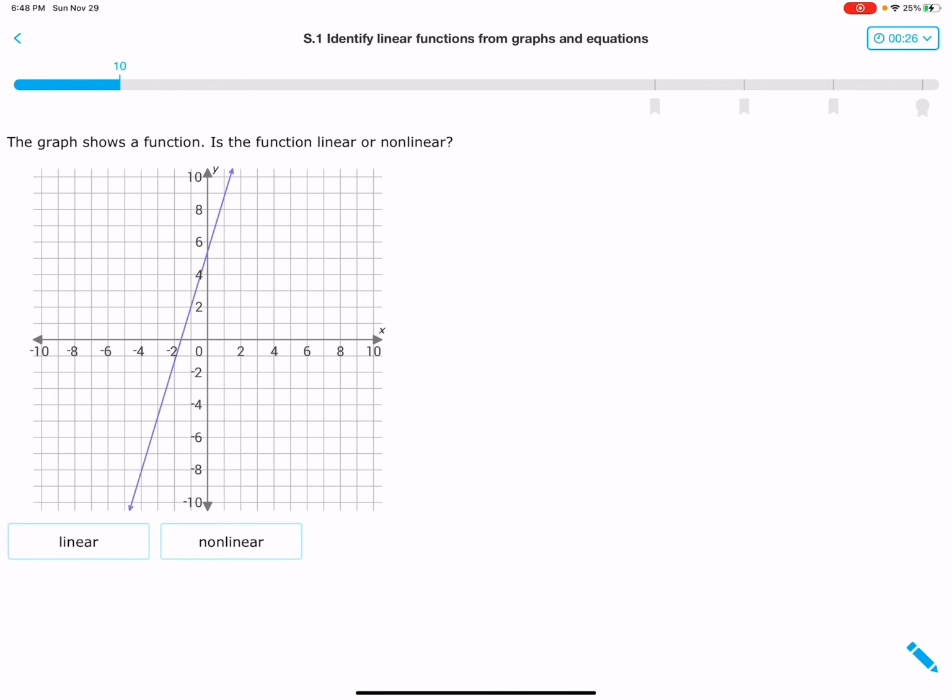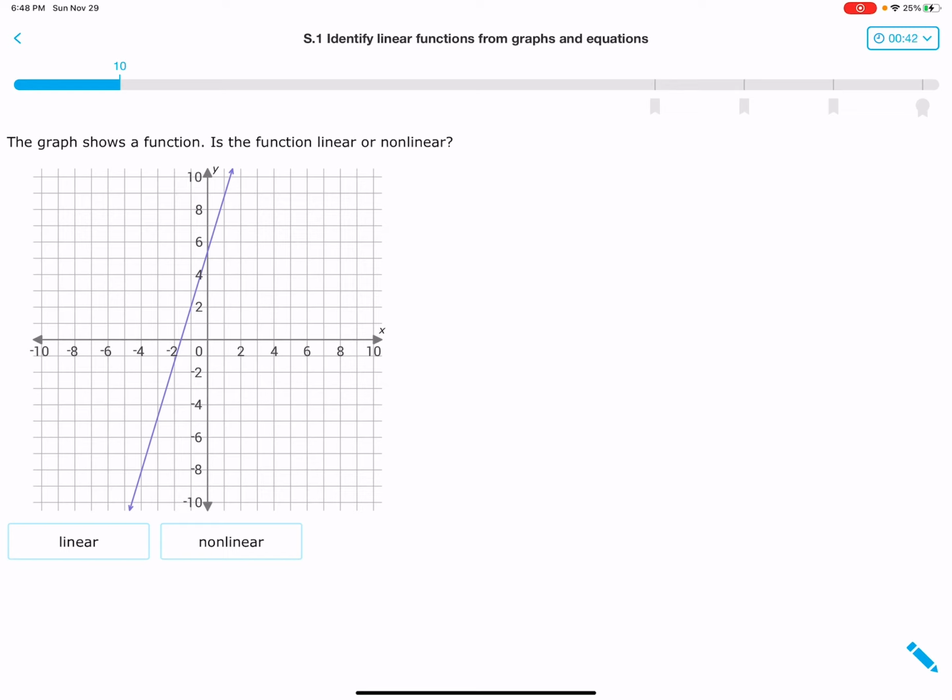Okay guys, this is week 13. The first IXL that I'm going to ask you guys to do is S1, identify linear functions from graphs and equations. So a linear graph looks like this.